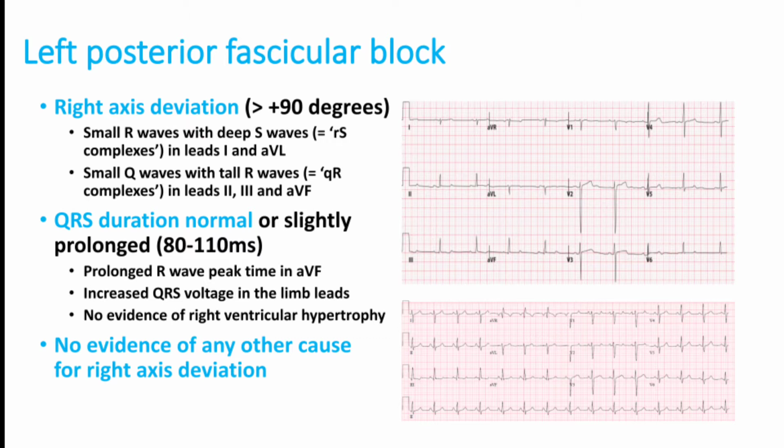So if you take the ECG, small R waves with deep S waves in lead 1 and aVL, small Q waves with tall R waves in leads 2, 3 and aVF, that is right axis deviation. Remember that QRS duration is normal. There is no wide QRS complex. No evidence of any other cause for right axis deviation. It's simply a right axis deviation without wide QRS complex, without any RVH or anything. Right axis deviation without any other ECG finding, you can tell it is left posterior fascicular block.